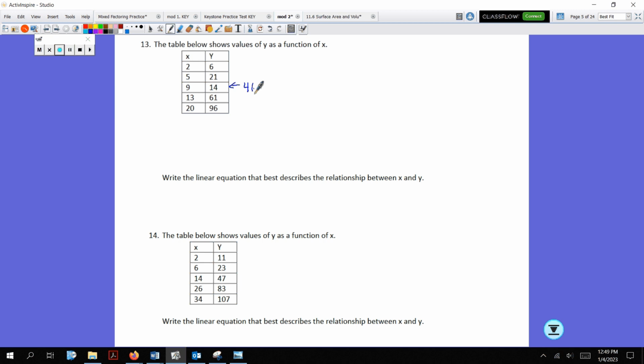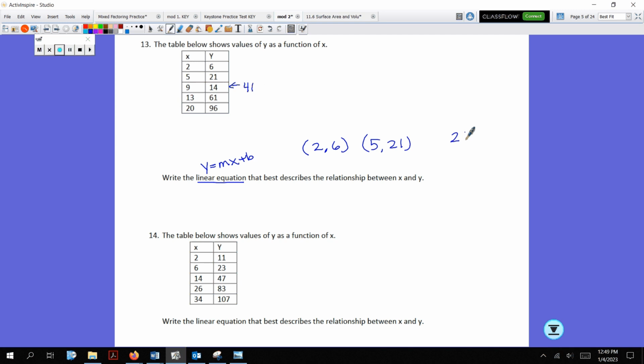Okay, so what it's asking for 13 is to write the linear equation. Linear equation is y equals mx plus b. All right, these are a whole list of ordered pairs, 2 comma 6, 5 comma 21. Don't use that 14. Let's just start with the first two ordered pairs, 2 comma 6 and 5 comma 21. You have the formula sheet. You know how to find slope.